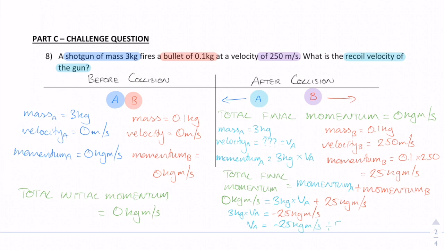And our final answer of velocity of A is equal to minus 25 divided by 3. So let's draw a little box here to make it clear. The velocity of A is equal to minus 25 divided by 3, which is equal to minus 8.33 meters per second. And that's our final answer.